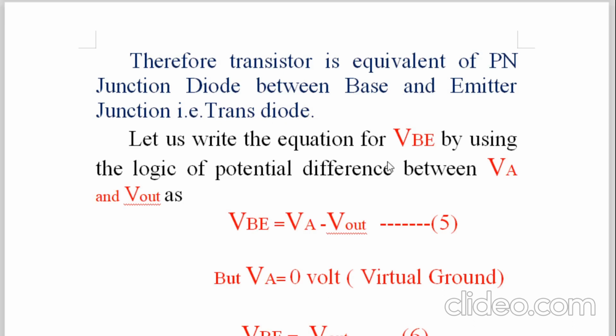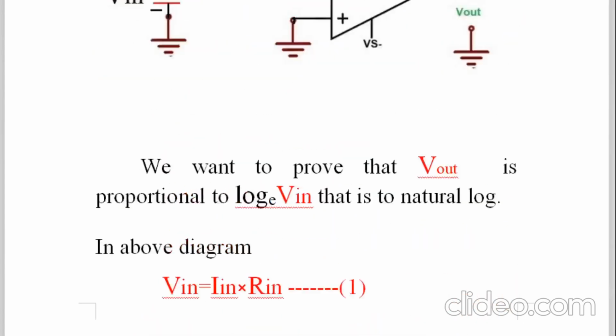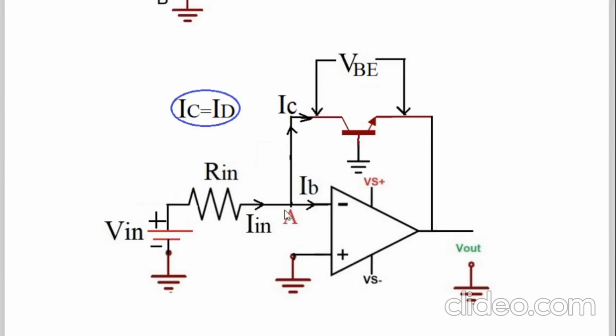So let us write the equation for VBE. Now we have to write down the equation for VBE by using the logic of potential difference between VA and Vout. Because the steps are very simple, same. We have to come from this side, apply Ohm's law, apply the current law, then go here, and now VBE. VBE is what? Voltage across this terminal and this terminal. So when you connect a voltmeter here, this terminal is VA and this terminal is Vout. So in this way, Vout minus VA will be VB. So that is the logic.